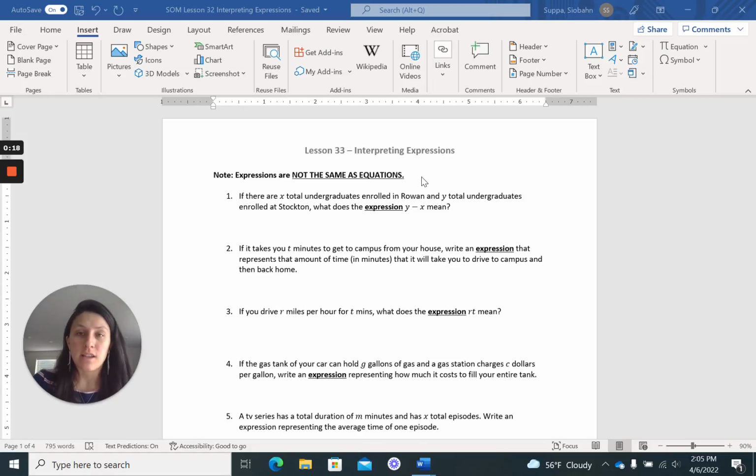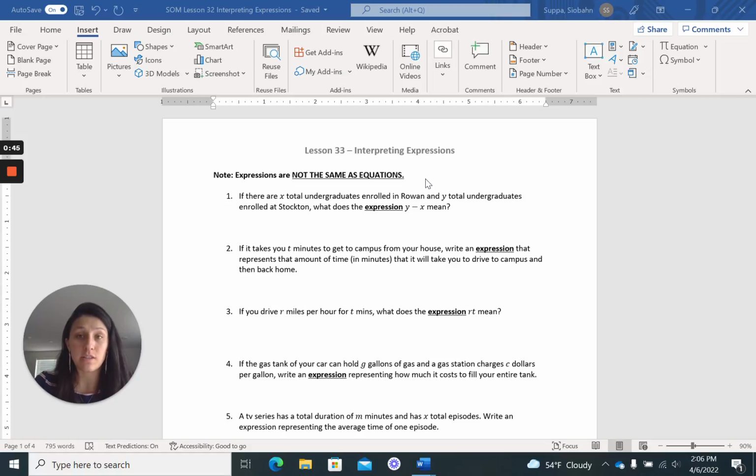Equations have equal signs, and typically you solve equations. You're probably familiar with solving equations that have an x in them, and you're solving for x, trying to manipulate the equation so that you get x alone, and so that it eventually says x equals some number. So those are equations. Expressions do not have an equal sign. They're standalone terms, and you're not solving anything with them.